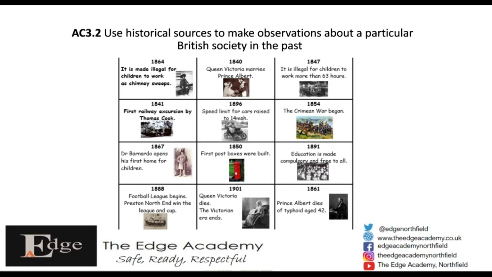But we've also got some information on inventions that happened at this time. So we've got railway excursions and the advent of cars and the fact that they had to start reducing the speed limit. And we have wars that happened. We have some information on Dr. Bernardo, who we've studied in depth. He's one of the key characters we looked at in terms of influencing Victorian society. So what did he do and why did he do it? We've got postboxes, developing communication, and the idea of football leagues. So actual clubs playing each other.